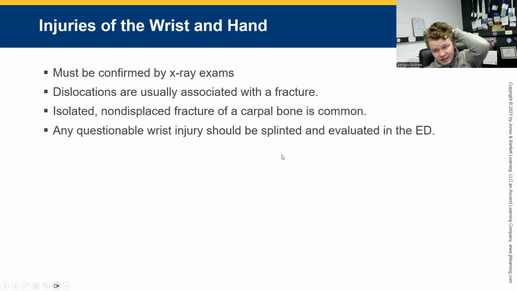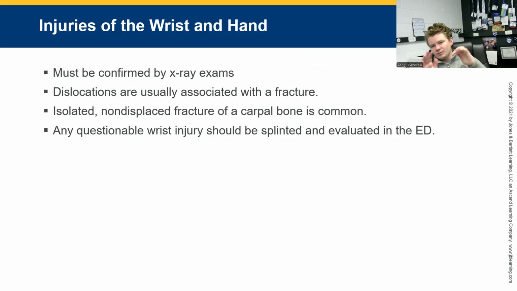Injuries in the wrist and the hand. These can be really hard to differentiate, especially wrist fractures, trying to differentiate between a sprained wrist and a fracture of one of these many little tiny bones that make up the wrist. So we treat all these patients like it could be a fracture, may end up just being a sprain.